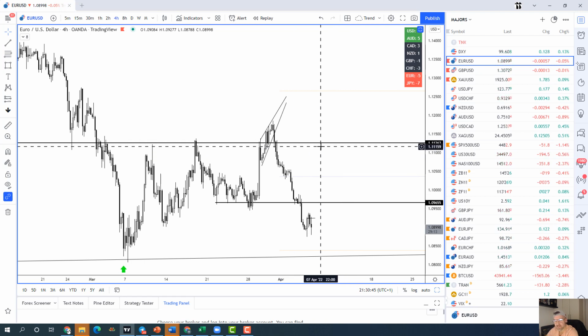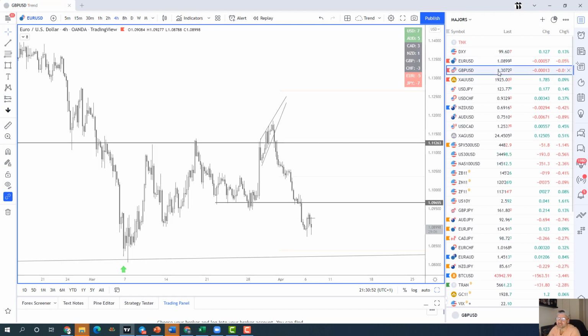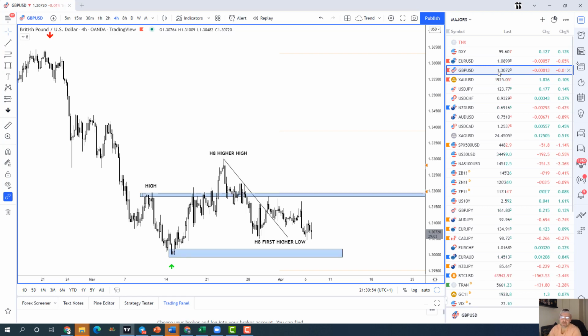If we get any higher, fantastic. We'll look forward to continuing to take those trades higher, and pound will be looking to do something similar, but we've got a few barriers in the way of pound.